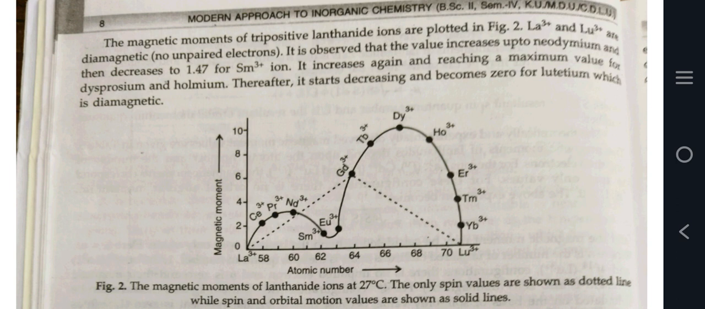The magnetic moments of tripositive lanthanide ions are plotted in figure 2. La3+ and Lu3+ are diamagnetic, with no unpaired electrons. It is observed that the value increases up to neodymium and then decreases to 1.47 for the Sm3+ ion. It increases again and reaches a maximum value for dysprosium and holmium. Thereafter, it starts decreasing and becomes 0 for lutetium, which is diamagnetic.